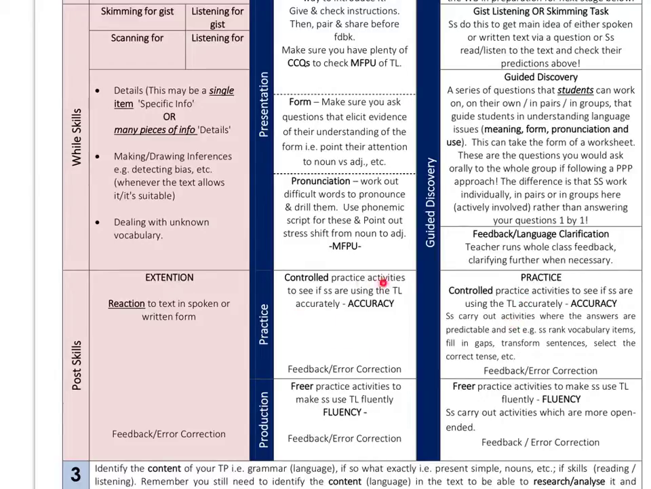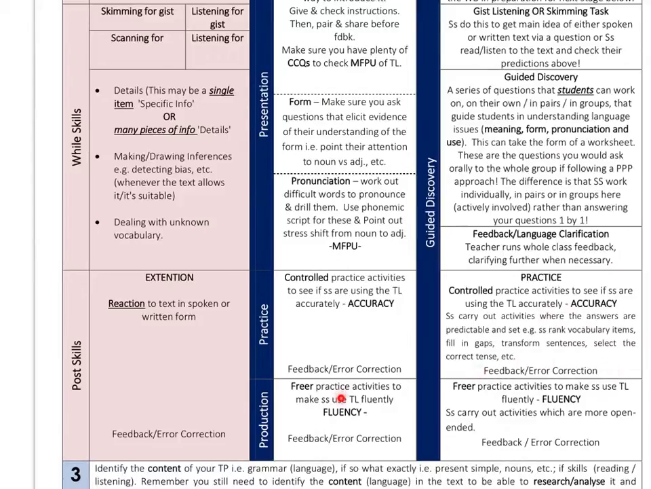So control practice activities, to see if students are using the target language accurately, same thing. We give them here a control practice activity to see if they're using the language accurately. Students carry out activities where the answers are predictable. That's why they're controlled. And set, for example, students rank vocabulary items, fill in gaps, transform sentences, select the correct tense, etc. In the meantime, you are monitoring and gathering information for feedback and error correction.